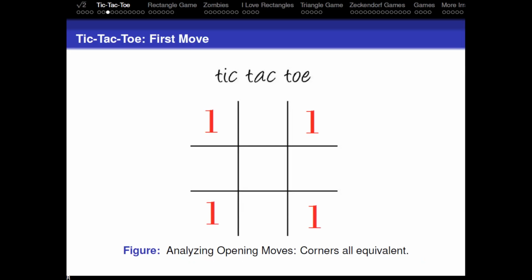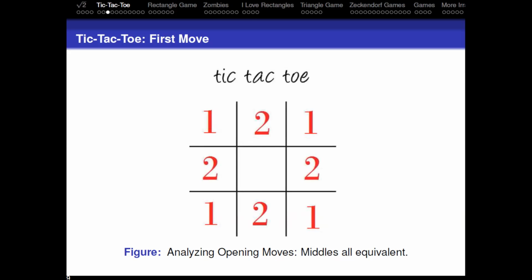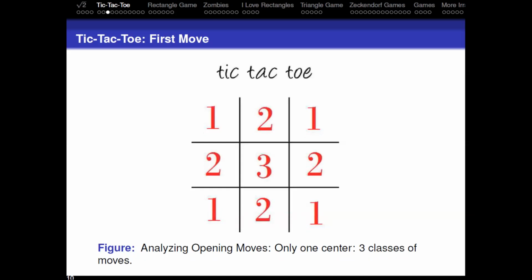I claim there's much less. I claim the 4 corners really are the same. You really can't distinguish an opening move in one of the 4 corners. You can just rotate or reflect the board. Do you agree with that? Yeah. What else is going to be the same? The other 4. What's the other 4? There's 5 squares left. What's the other 4? And the top, bottom. Yeah, the 4 middles will all be the same. And the center. So really, up to symmetry, there's only 3 opening moves.